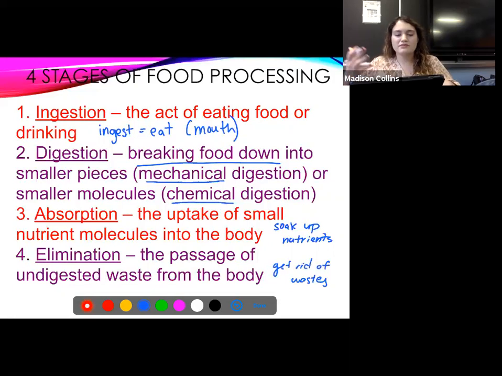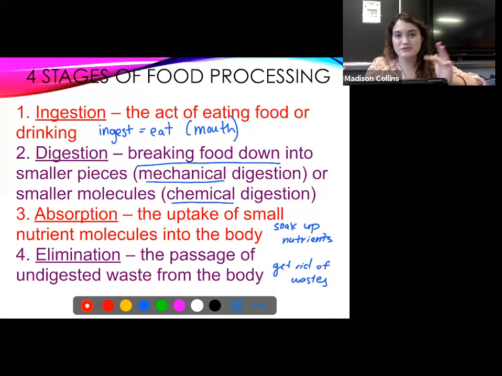All right, so if you think about this, it really makes sense, right? The first stage of food processing is you have to eat. The second step is your body has to break down that food. Once the food has been broken down, your body is going to absorb those nutrients. And finally, whatever is left over that your body doesn't need, we're going to get rid of. So those are the 4 stages of food processing.